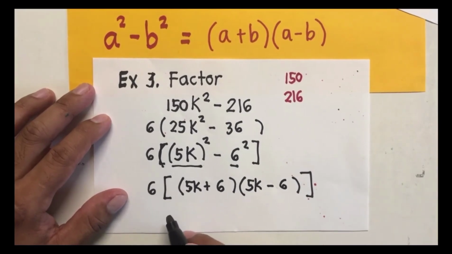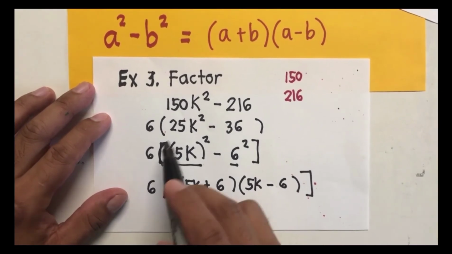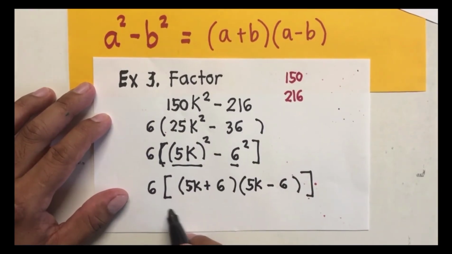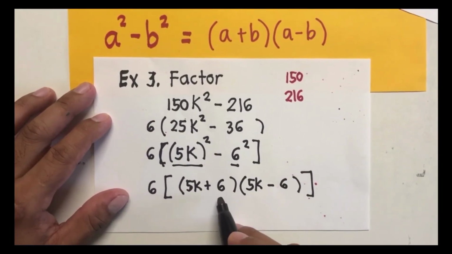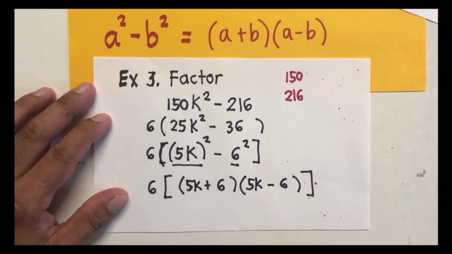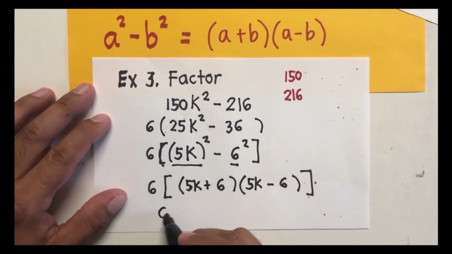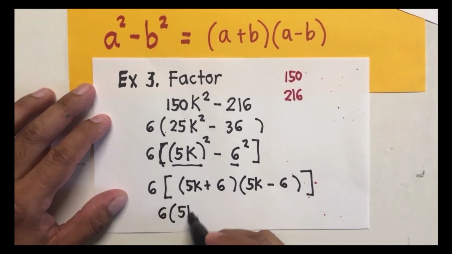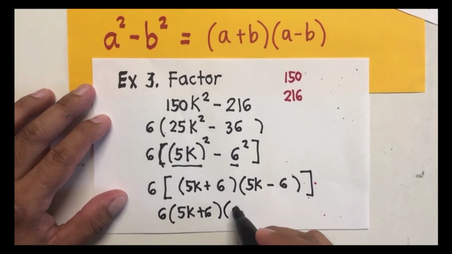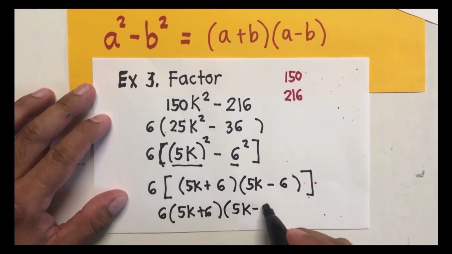So, the complete factorization now of 150k squared minus 216 is 6 times the quantity 5k plus 6 times the quantity 5k minus 6. Or we can write this as 6 times 5k plus 6 times 5k minus 6.